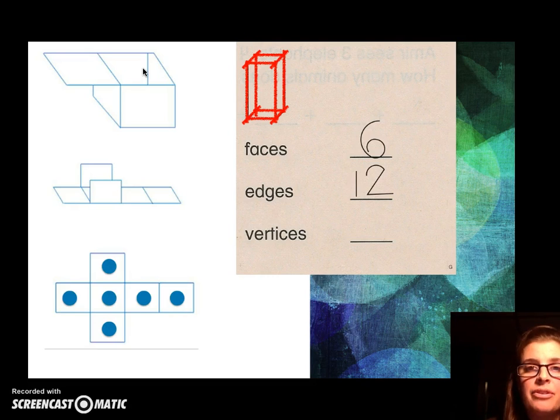And the last thing we have to do is count vertices. Vertices are where your edges meet. They create little corners. So let's count those. I have 1, 2, 3, 4, 5, 6, 7, and 8. So I have 8 vertices.